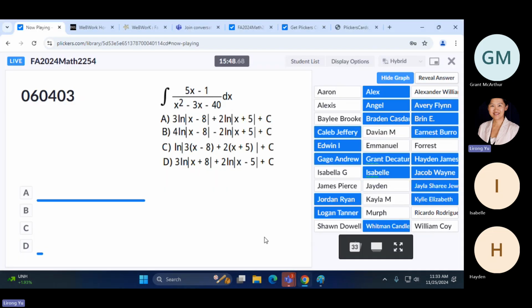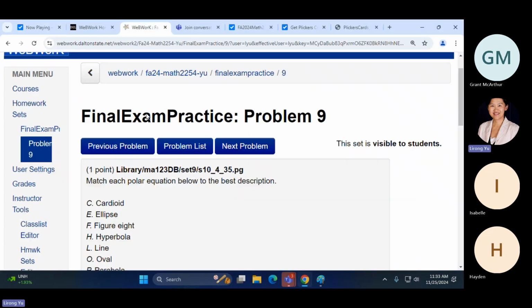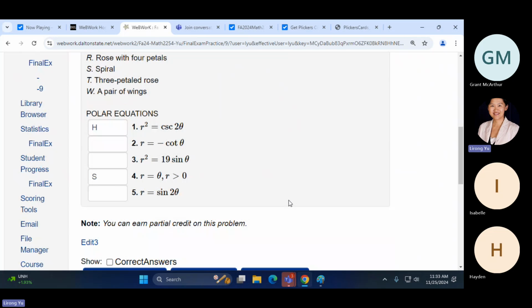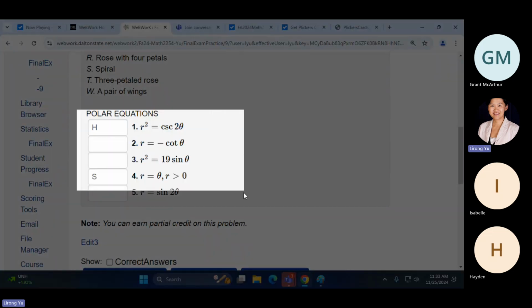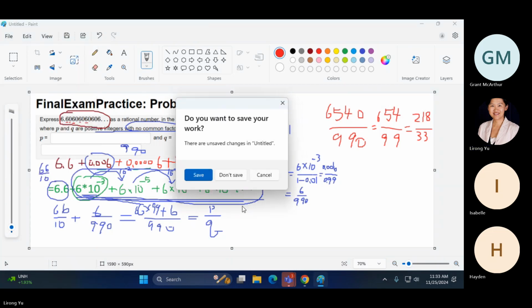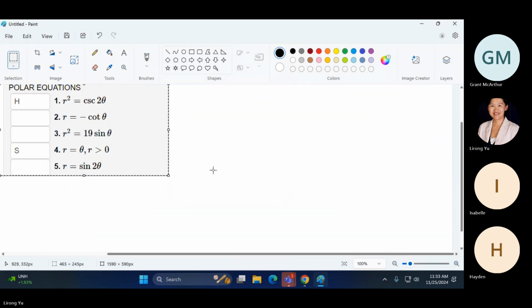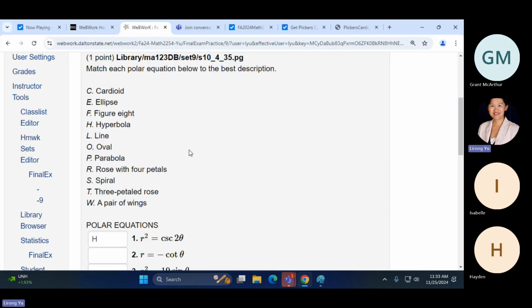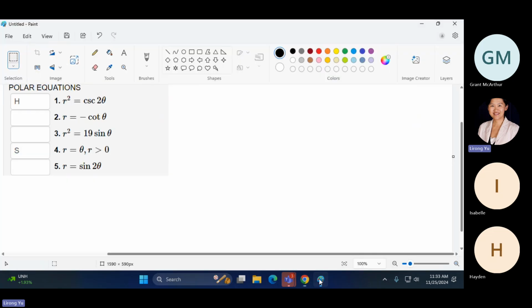Since we have time and you have no questions, let me try to go over the rest of these. How do we identify these? These are a couple of polar curves, and here we have descriptions of the polar curves, and we want to identify which curve matches which description. Let's start with the first one.